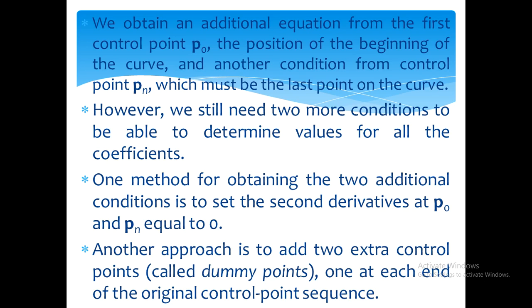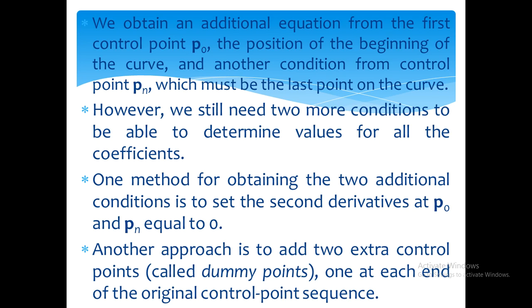Again, because the first point has to pass through P0, the last point has to go through Pn, right? Again you have to check the boundary conditions. Again there are two methods to calculate these boundary conditions, right? One method for obtaining the two additional conditions is to set the second derivative at P0 and Pn equal to 0.